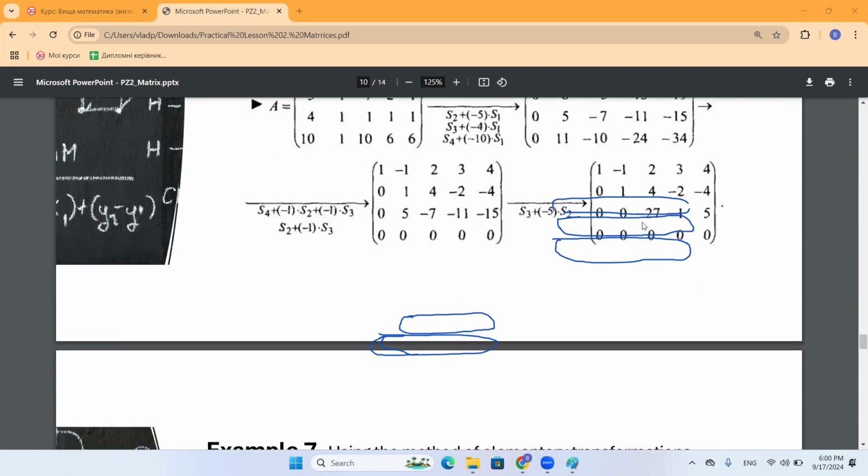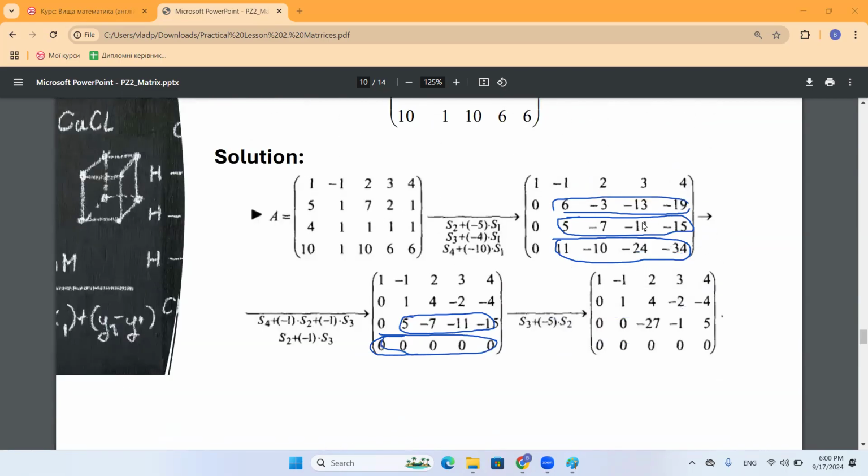So any questions? Is everything understandable? No questions about this method.